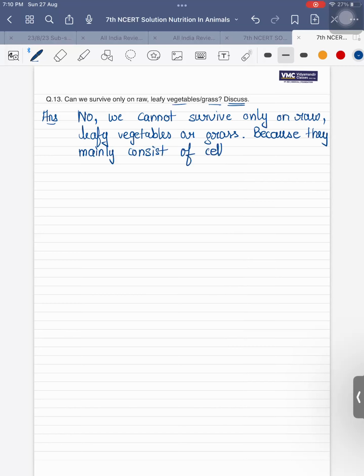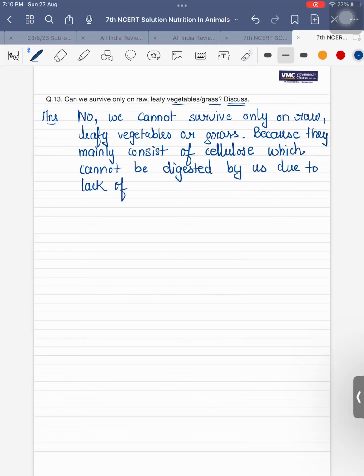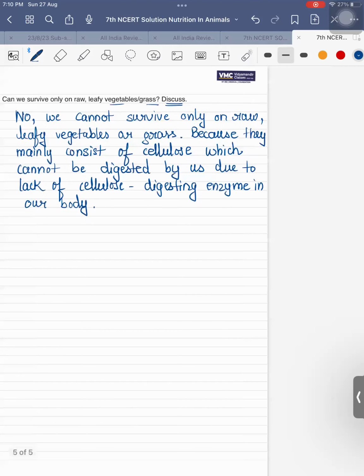cellulose. And as we already discussed, we don't have the cellulase enzyme or cellulose digesting bacteria, so it cannot be digested by us due to the lack of cellulose digesting enzyme in our body. It's all about the exercise.